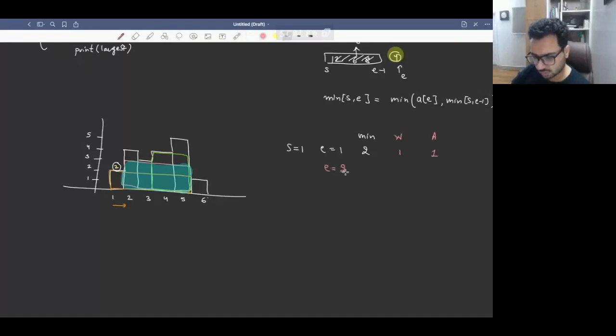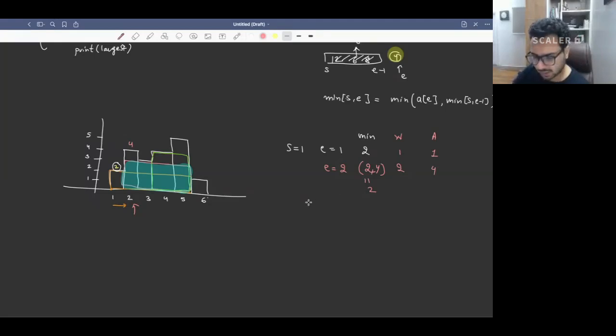Start is 1. End is now at 2. What is the current element? So minimum will be minimum of 2 comma 4. What is the minimum? 2. See what I'm doing? I'm saying minimum, किसका minimum लेना है? 2, 4 का minimum लेना है, right? So width is 2 and the minimum is 2. So the area is 4.